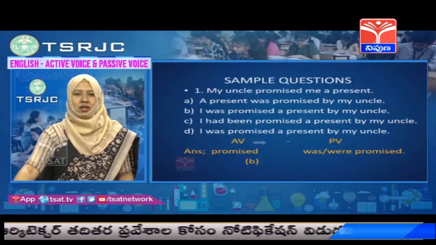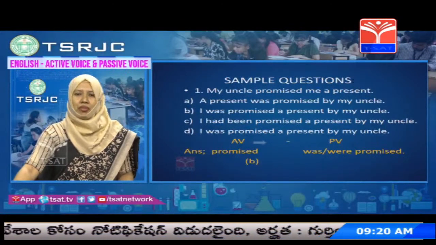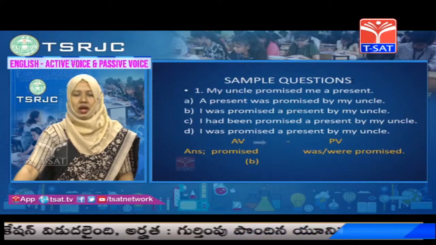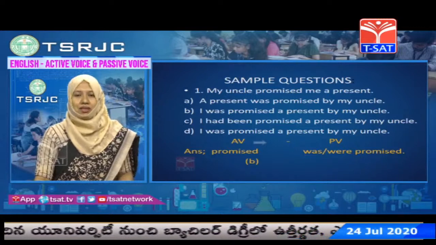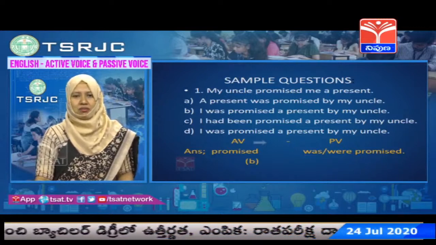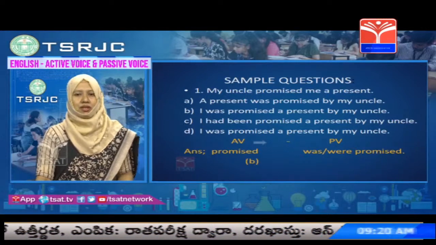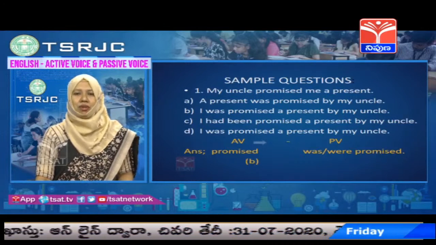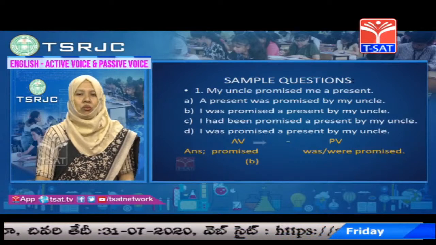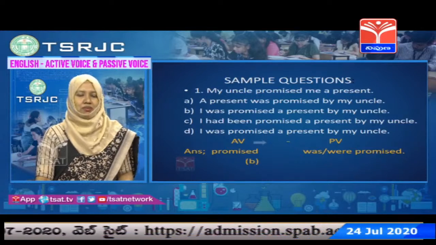Let us solve this. My uncle promised me a present. Now in this we have 4 options. A, a present was promised by my uncle. B, I was promised a present by uncle. C, I had been promised a present by my uncle. D, I was promised a present by my uncle.